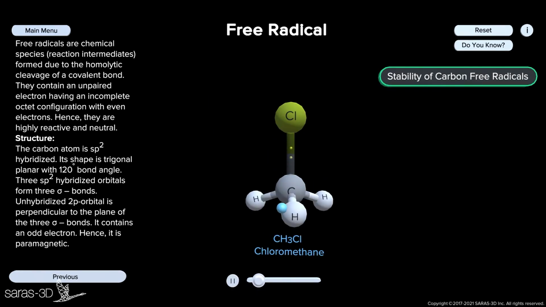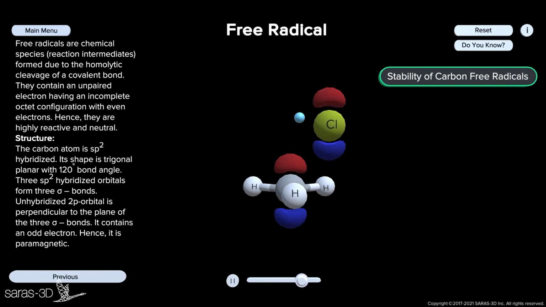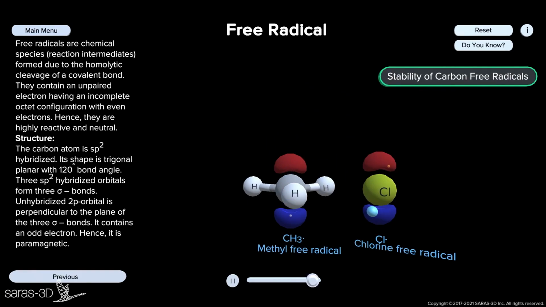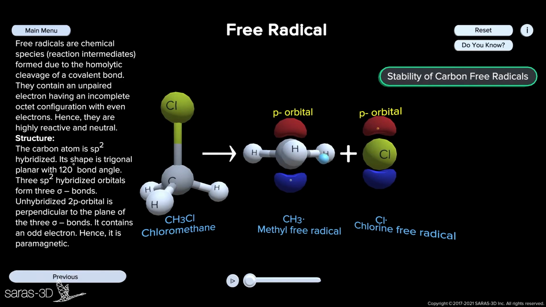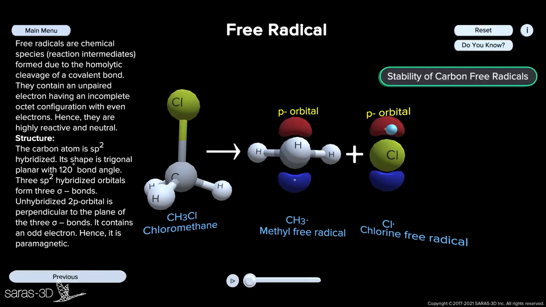As we can see here, this is the bond, and both these atoms that are participating in this reaction take one electron each, and this is known as homolytic cleavage. So here we can see that now they contain an unpaired electron, having an incomplete octet configuration with odd electrons. So here we saw how this chloromethane molecule undergoes homolytic cleavage to give methyl free radical, which is this radical, and chlorine free radical, which is this one.